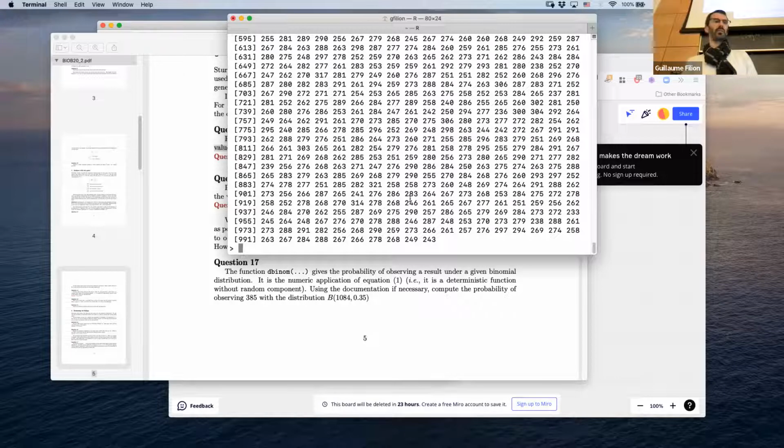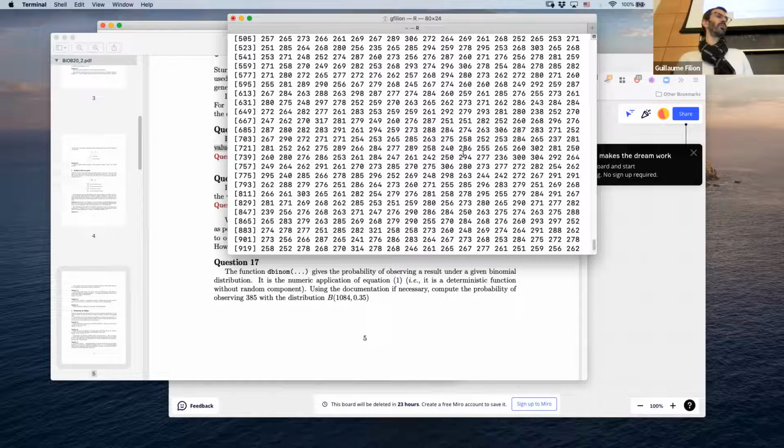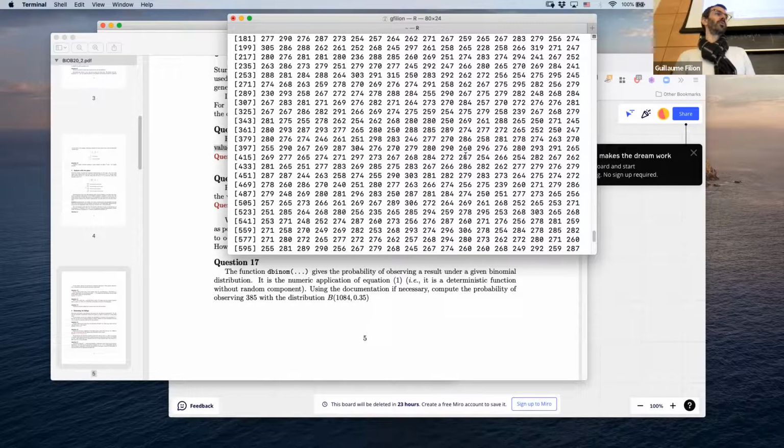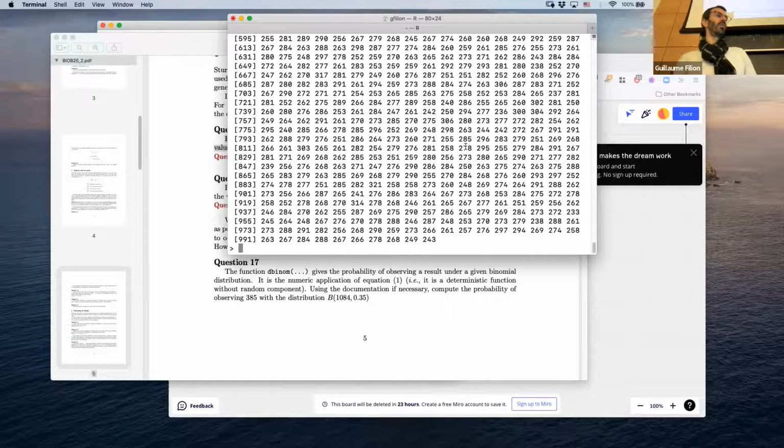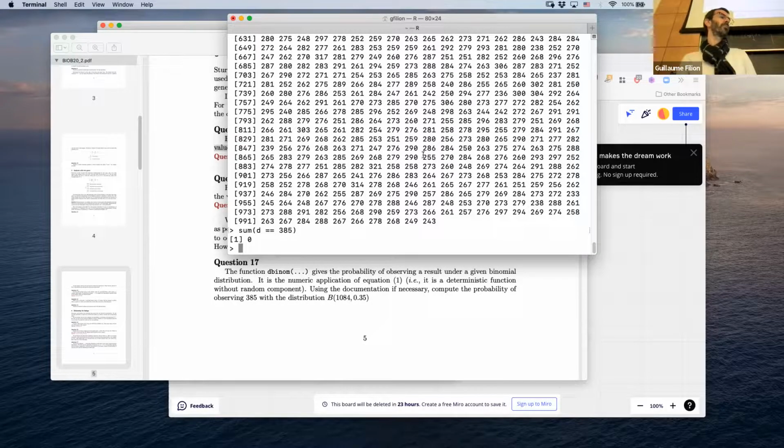Double equal sign, exactly. Okay, so we could just look at it like this and try to see if we find it. And obviously the numbers are a bit too low so that we can find maybe even 285, or in the range of 250, 60, but not even 300. So here we can see sum D double equals 385. That's what works. 0.